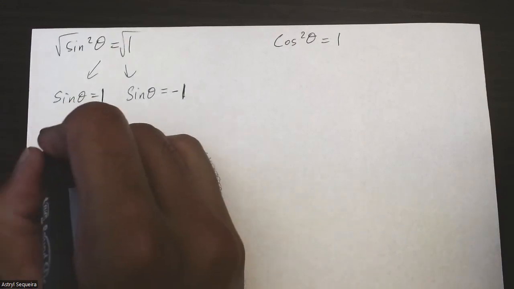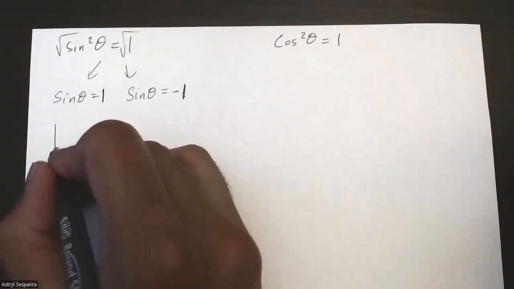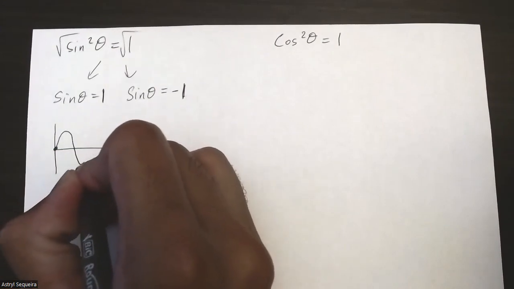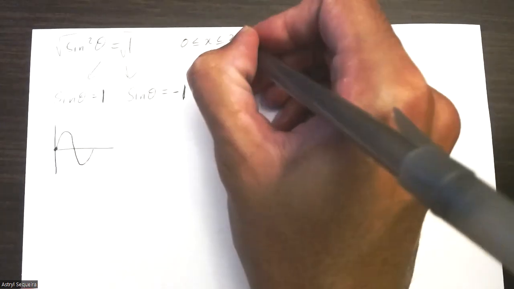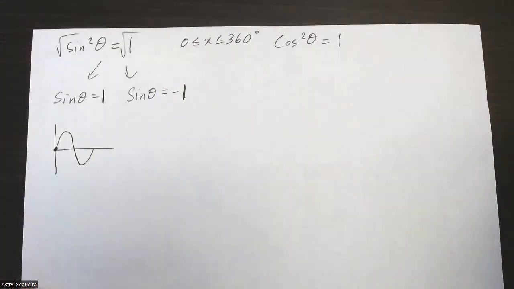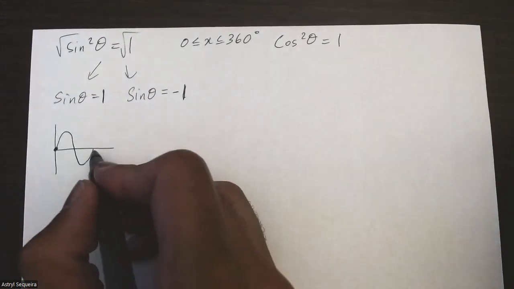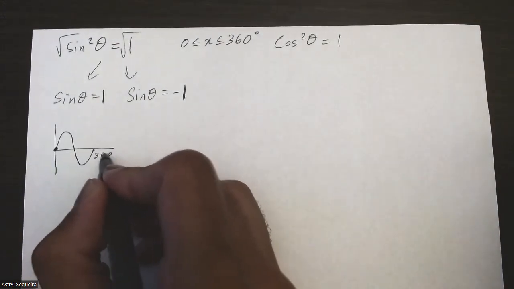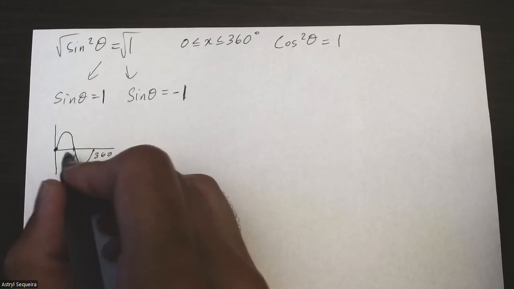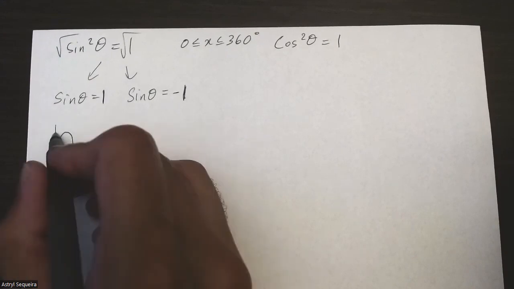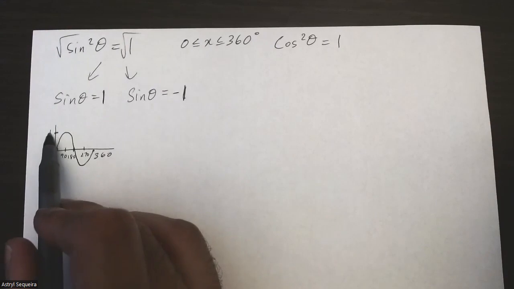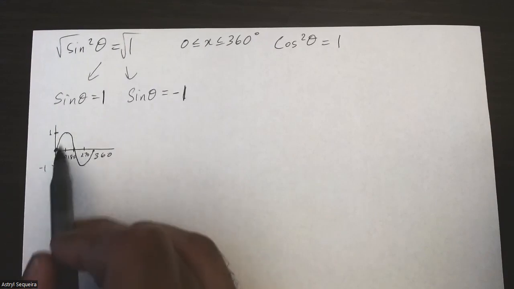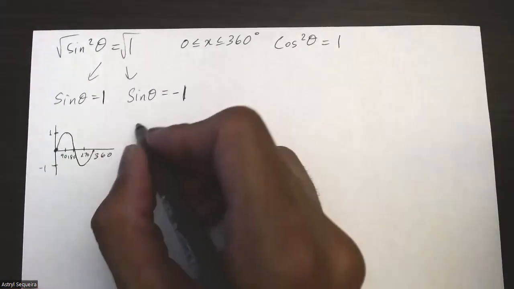Well, if you draw your sine graph, your sine graph looks like this. And this question, by the way, is between 0 to 360 degrees. We know the sine graph looks like this, where this is 360 degrees at the end, 180 in the middle, 90 here, and 270 here, and the max is at 1, and the min is at -1. So where's sine theta equal to 1? The x value here is just 90 degrees.